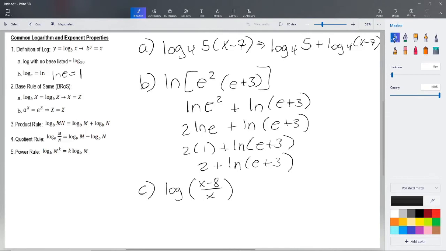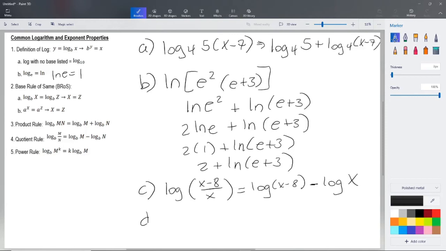And so we're going to use the quotient rule over here that says, hey, if you've got a division happening as an m divided by n, then you turn it into a subtraction. And so that's what we're going to do. We're going to call this the log of our numerator, as in x minus 8, minus the log of our denominator, which is just x. And there's no more simplifying we can do here. Certainly if there was, we would want to take advantage of it. But there isn't, and so we'll just leave it as that.